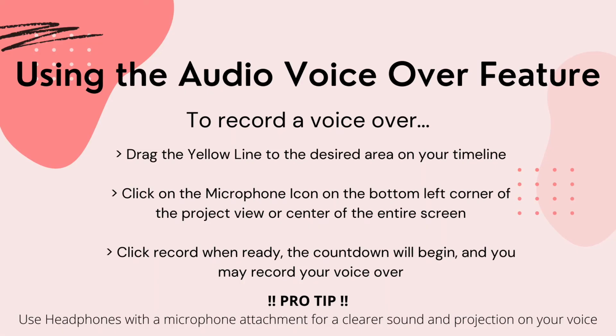So now we're gonna discuss how to do a voiceover. So to record a voiceover, go ahead and drag the yellow line to the desired area on your timeline. From there, you're going to click on the microphone icon on the bottom left corner of your project view or the center of the entire screen. You will then click record when you're ready. The countdown will begin, and then you may record your voiceover. I also recommend using headphones with a microphone attachment for a clearer sound and projection on your voice.